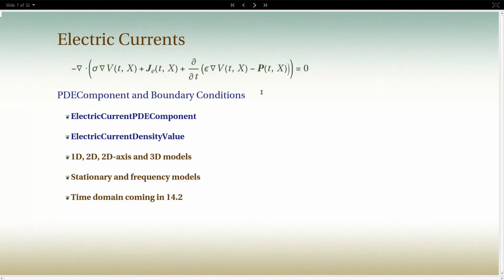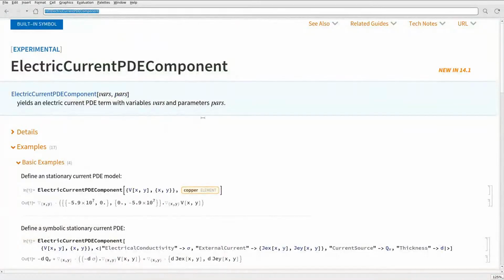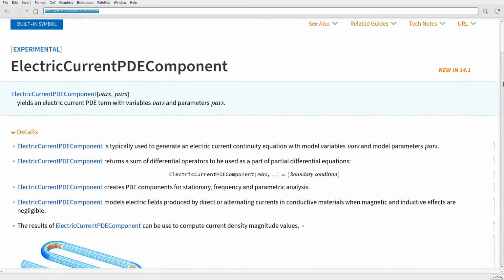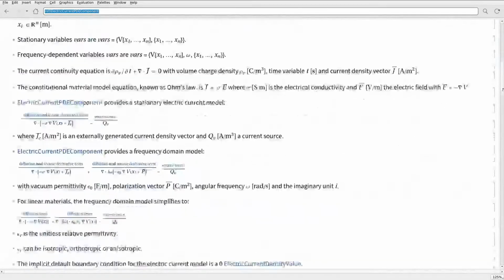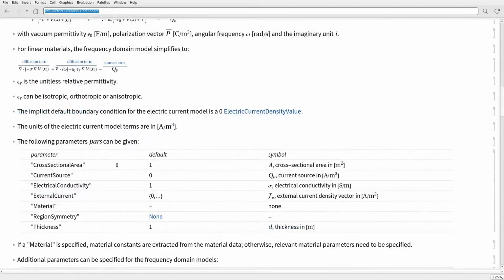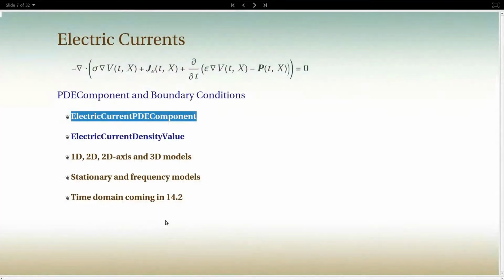So the function that generates this equation is the electric current PD component, and we can have a brief look at that. So this is the reference page again. And as usual, in the details section, you'll see all the information that you need: what type of things you can specify, cross-sectional area, current source, electric conductivity, and what the default values are, and things like that. So we're going to see an example in a second.